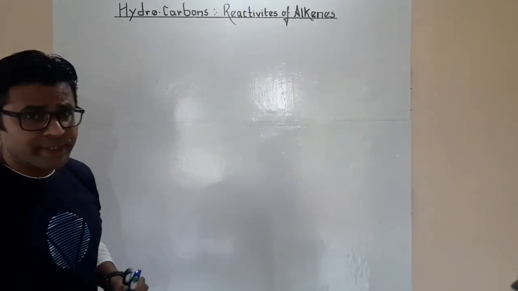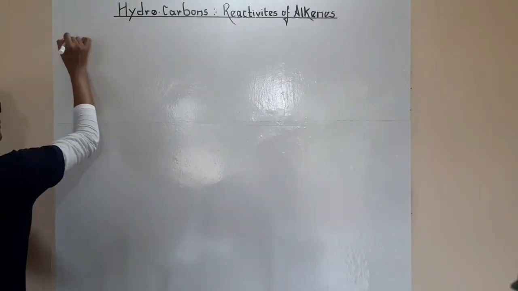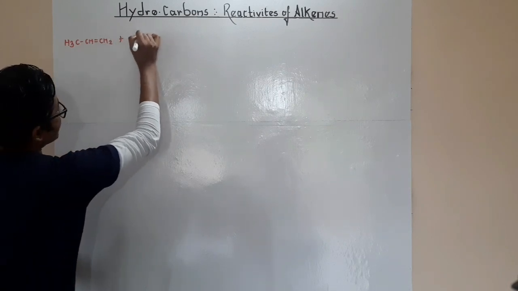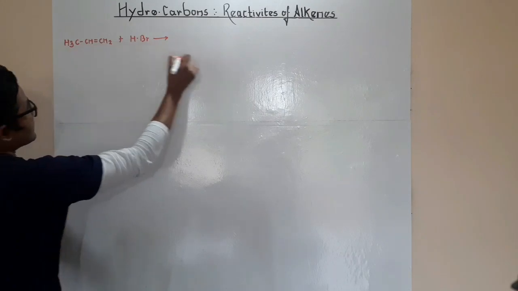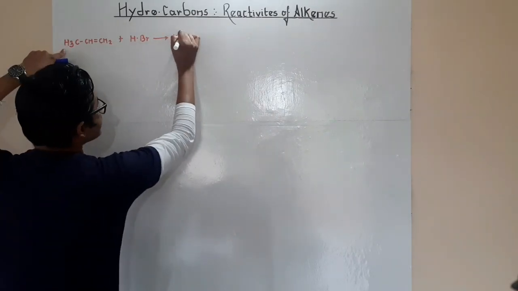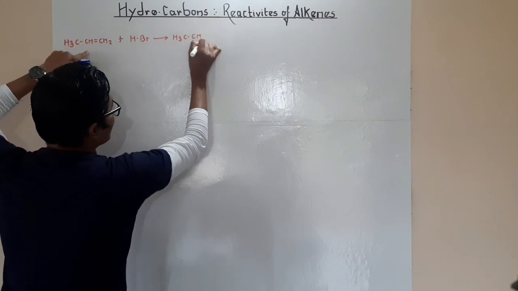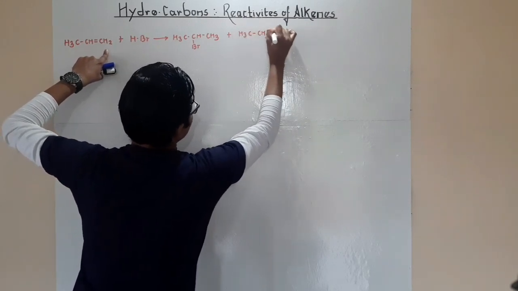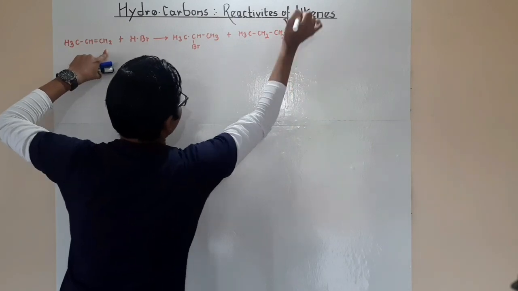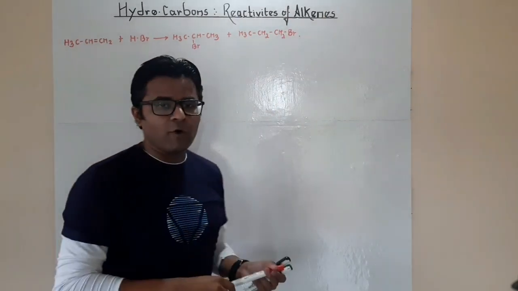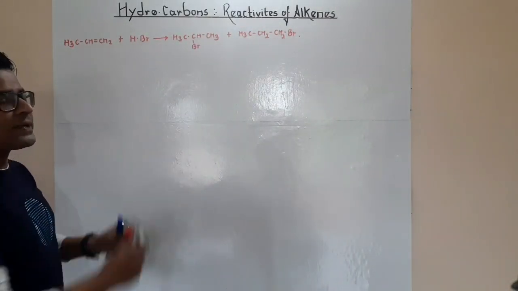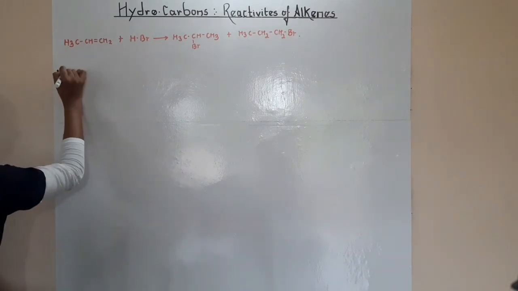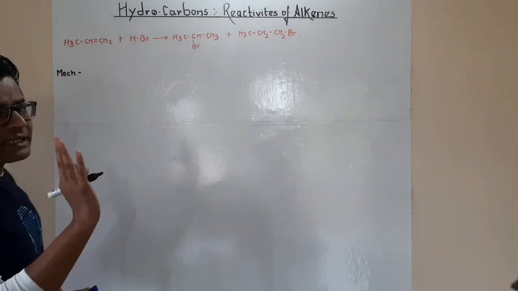When we take a look at the mechanism of the addition of hydrogen halides to an unsymmetrical alkene, according to the equation we have already discussed, we have CH3 CHBr CH3 as the major product plus CH3 CH2 CH2Br as the minor product. These two products we have already obtained. Now we need to understand why the first was the major and why the next was the minor. When we look at the mechanism, it contains three important steps.